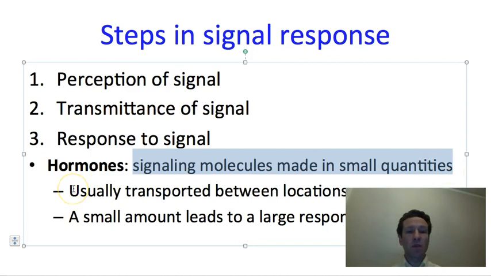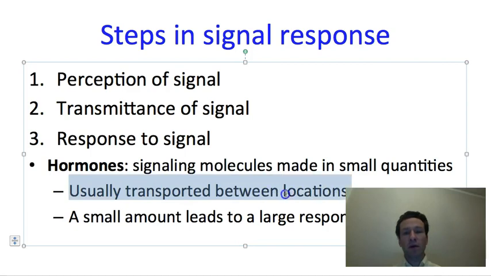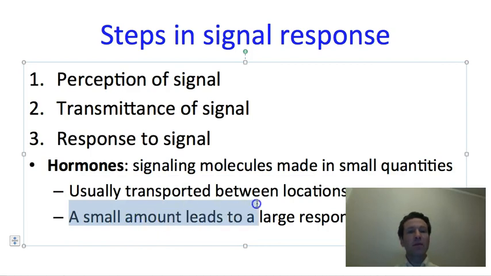And sometimes hormones will act in the place where they are made, but usually they get transported to some other location. We'll see examples where hormones get sent from the roots to the shoots, or from the shoots to the roots, for example. Because they're made in small quantities, but they can change both physiology and development, this means that even a small amount of hormone can have a large response on the plant. And this is equally true of hormones in animals. They are always present in small amounts, but they lead to big effects.